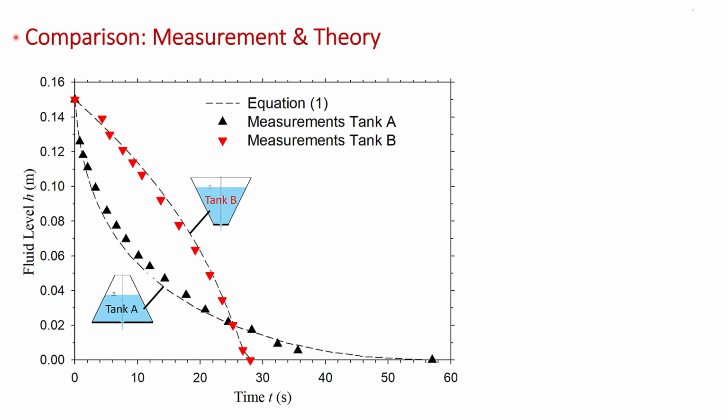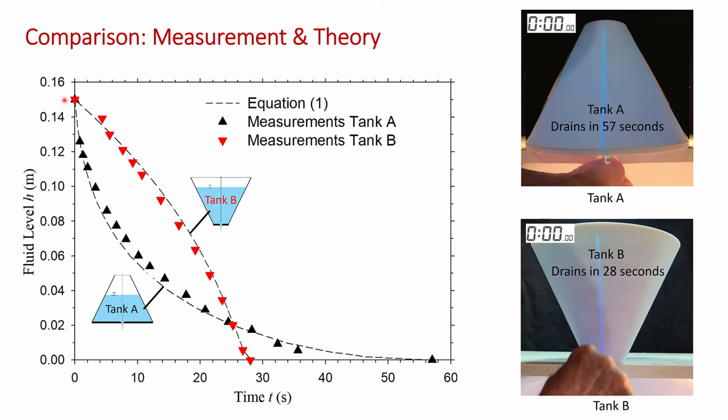This graph shows the instantaneous water level on the vertical axis, starting at 15 centimeters, and time on the horizontal axis. The dashed lines are the predicted liquid levels from equation 1, and the symbols are my measurements taken from the videos. I've used triangles pointing up for tank A and triangles pointing down for tank B. And these are the videos which you may have already seen, which I used to get the measurements.